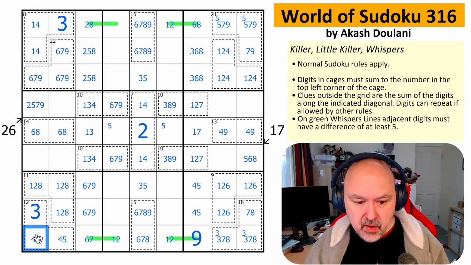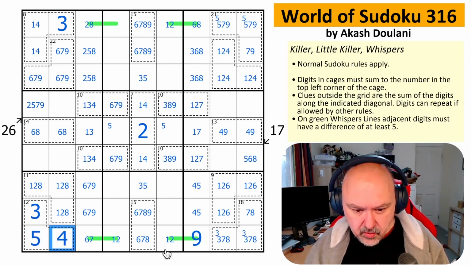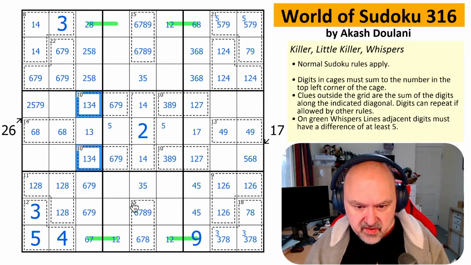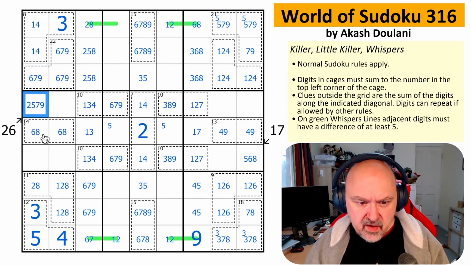Now this 1, 4, okay, here we go, makes this 5 and this 4. Now I already knew that there was a 4 in one of those. This 1, 4 means there's no 1 there. Two, 5, 6, 7. There's no 5 there. So this is 2, 6, 7, 8, 9.